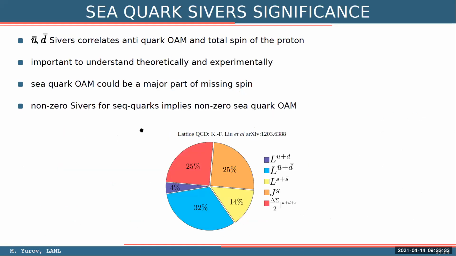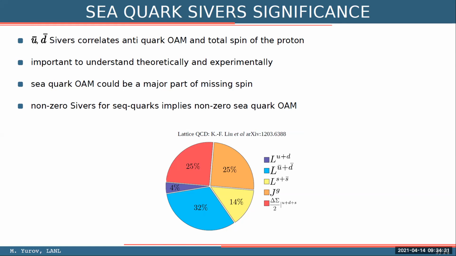One of the important features of TMDs is that they offer a link to the orbital angular momentum contribution to the nucleon spin. Our current experimental data and theoretical calculations indicate that even after accounting for quark, anti-quark, and gluon spin, we're still missing about half of the proton spin picture. There are currently significant experimental efforts at COMPASS, JLab, and other facilities to improve understanding of the valence quark orbital angular momentum contribution to the proton spin. But the contribution of the sea quarks to this picture remains mostly unexplored. Some lattice calculations indicate that sea quark orbital angular momentum could actually be a major part of the missing spin.